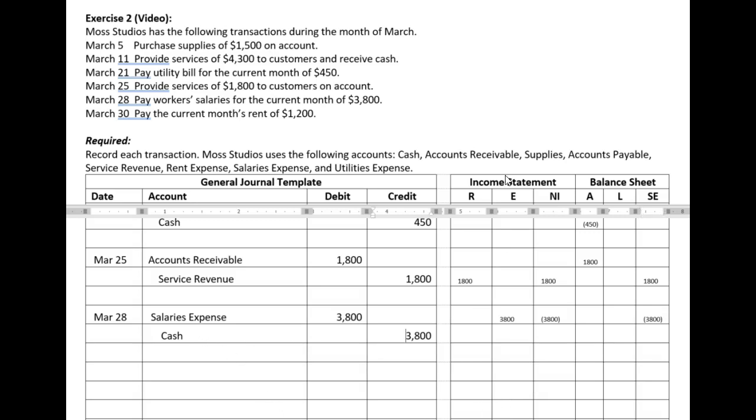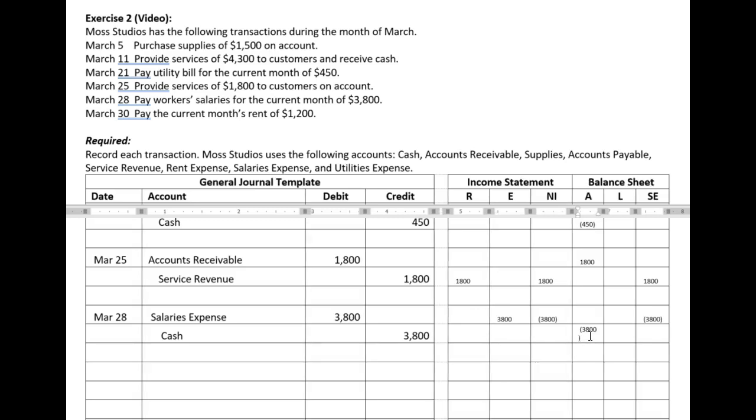All right, cash. Cash is not going to impact the financial performance, but it does impact the financial position. Our cash is going out, so we're going to decrease our assets by $3,800 there. Okay. There we go. All right, and the last transaction on this sheet is March 30th, or this problem. On March 30th, it says that we pay the current month's rent of $1,200. So we're going to pay for the month of March. It's weird that we paid it at the end, but that's okay.